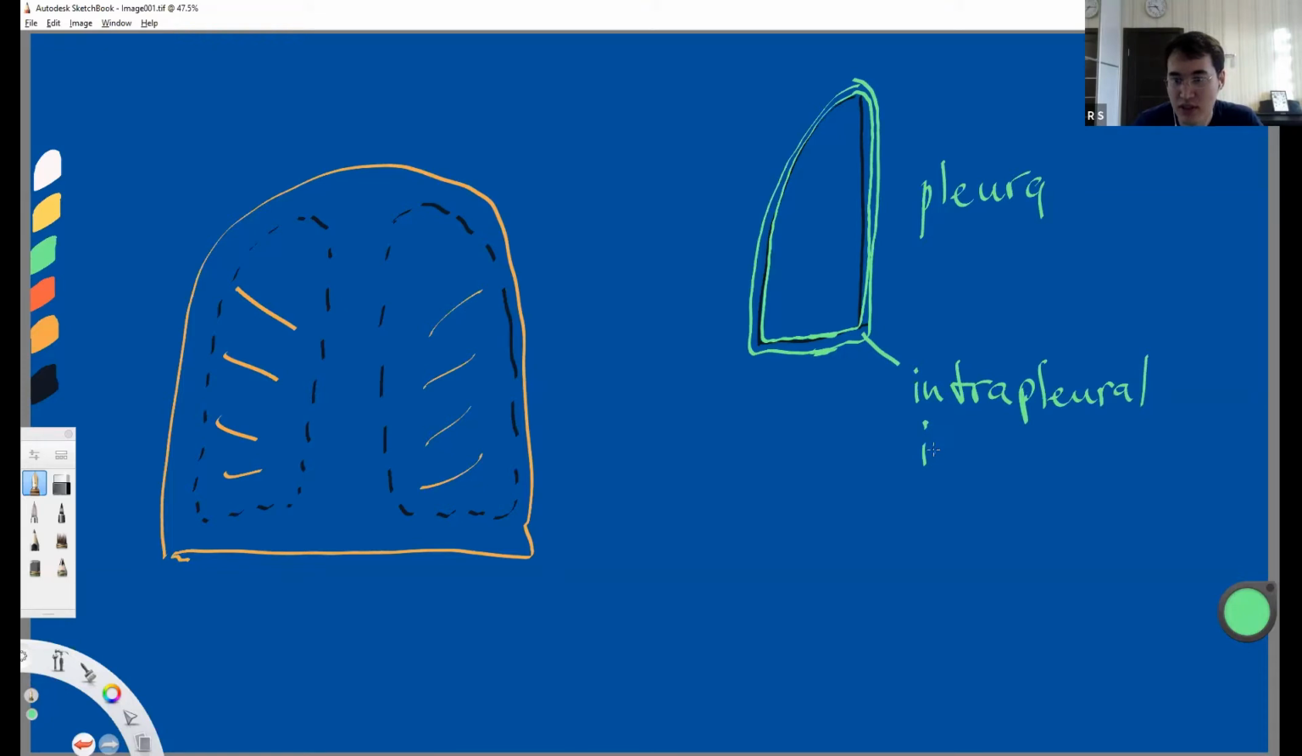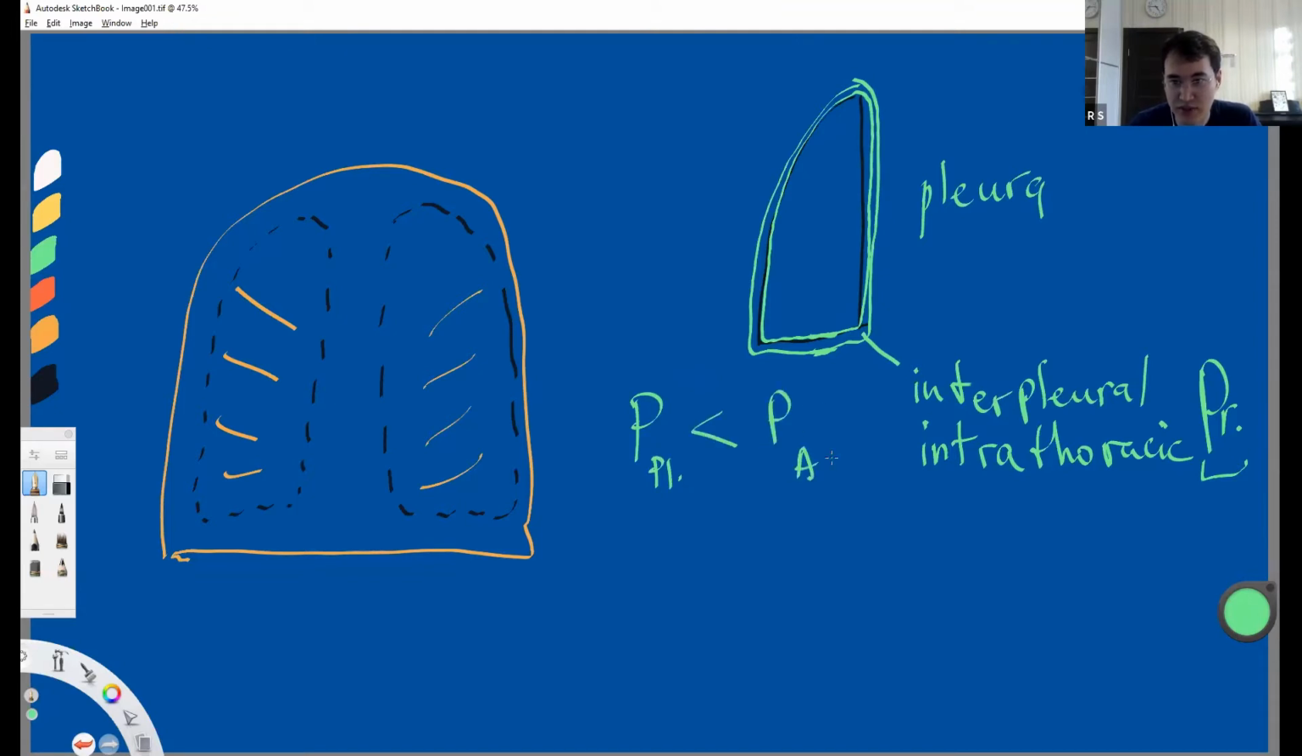sorry, not intra, it is interpleural. Yes, and we also call it intrathoracic pressure. So inside this bag of pleura, the pressure is always lower than the atmospheric pressure. So we have pleural pressure, and it is always smaller than atmospheric.